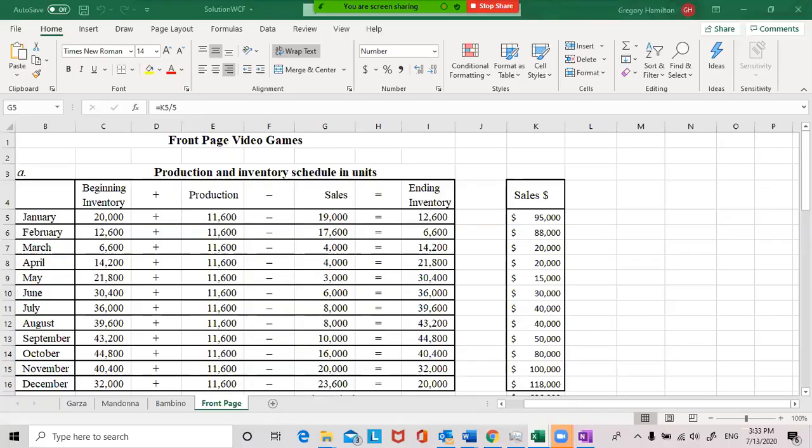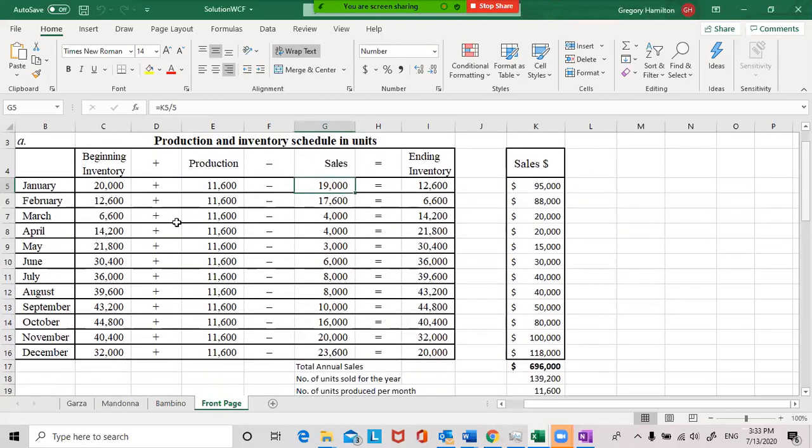So what I'm going to do is share my screen with you so you can see my spreadsheet. I'll post this for you as well. This is my schedule. You can see that we have our level production here, and we have our sales number here.